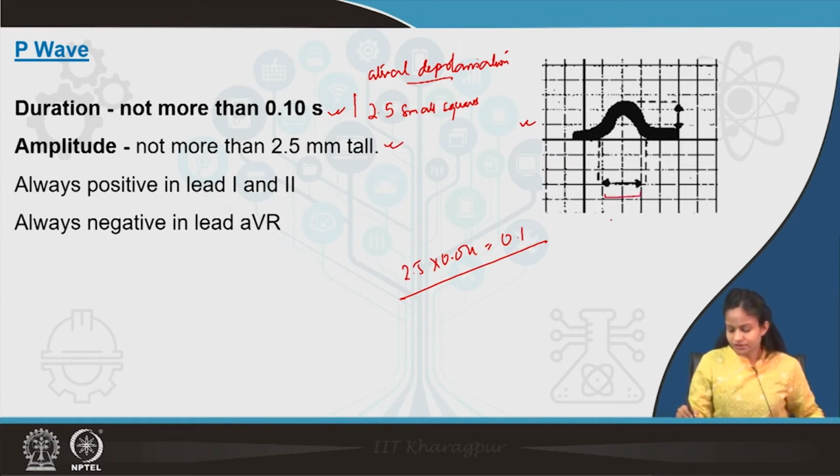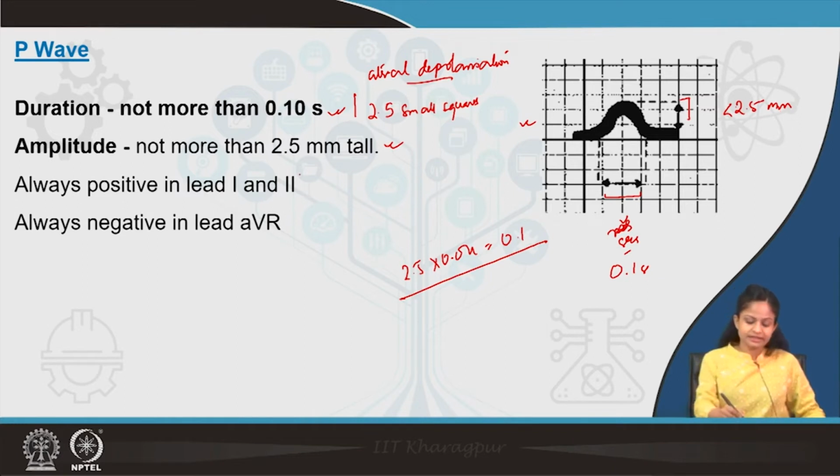So, this is the duration in seconds, and this is around 0.1 seconds, and this is the amplitude, and this also should be within the 2.5 millimeter. Now, the configuration had already been told in the previous lecture. It should be positive in lead 1 and lead 2, and also from V2 to V6, the chest leads, but in AVR lead it should always be negative. This is very important.